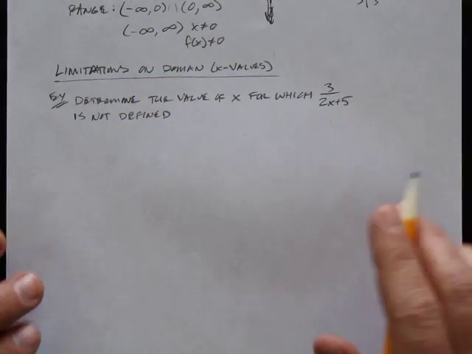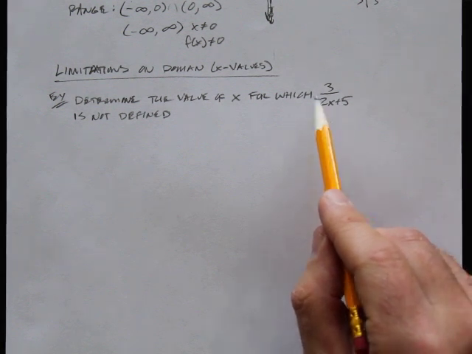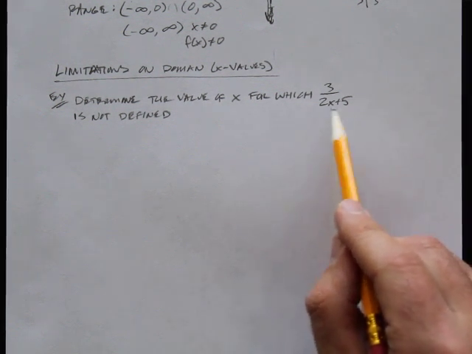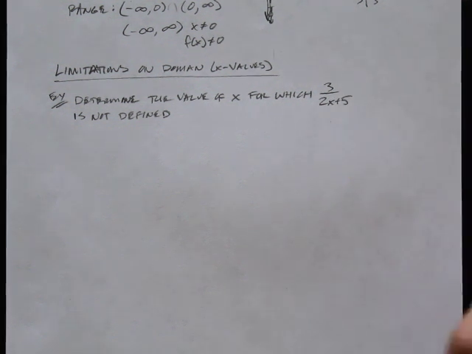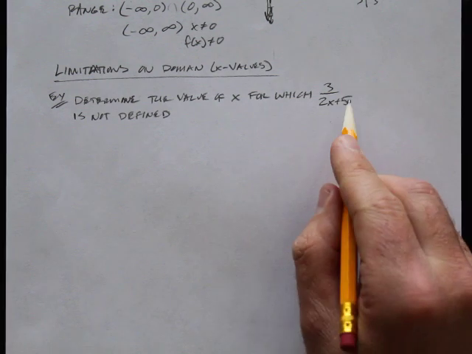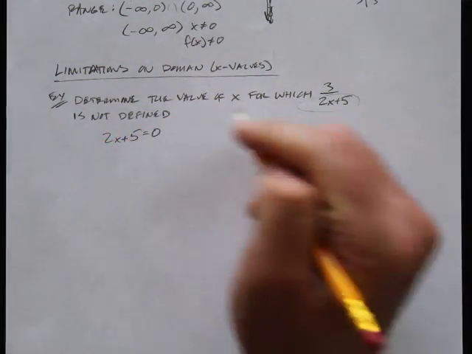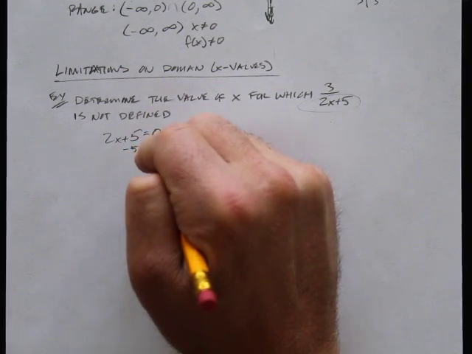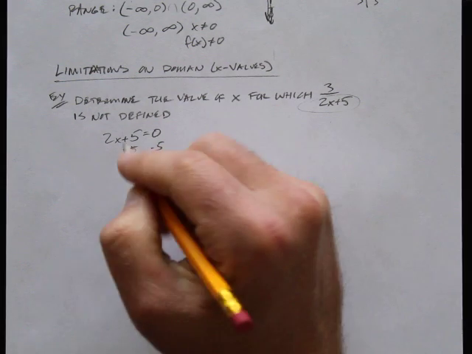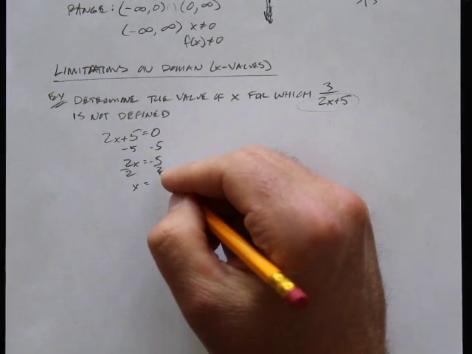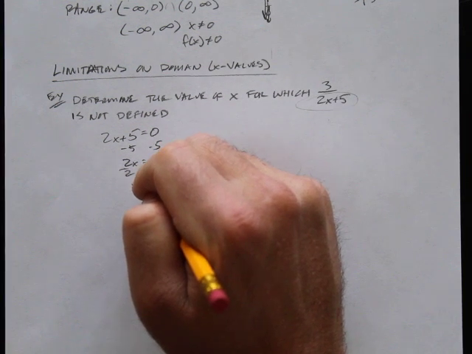So what we're doing here is we're saying, look at the denominator. Where do we have a problem? Where is the denominator going to be zero? And that's not acceptable. So all I do is I take this denominator and I say 2x plus 5 equals 0. Subtract 5. 2x equals negative 5. Divide by 2. X equals negative 5 halves or negative 2 and 1 half.